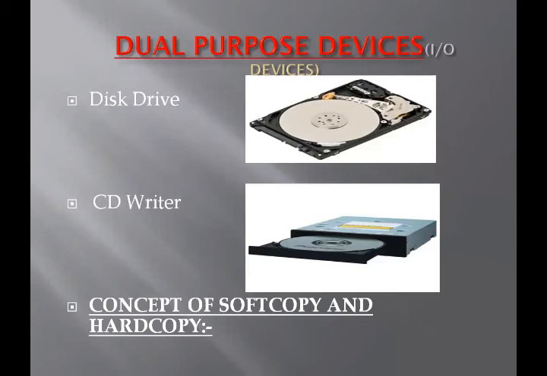Differentiation between soft copy and hard copy. Number one, a computer output displayed on a monitor is called soft copy. A computer output taken on paper is called hard copy. Soft copy is intangible and temporary. Hard copy is tangible and permanent. The device used for getting soft copy is the monitor. Devices used for getting hard copy are the printer and plotter.